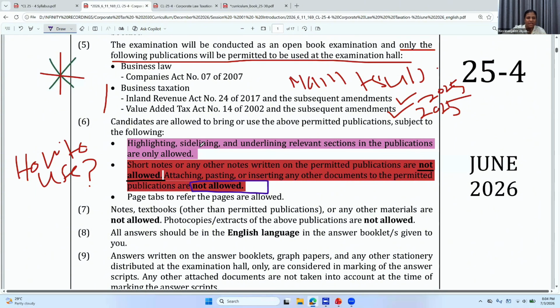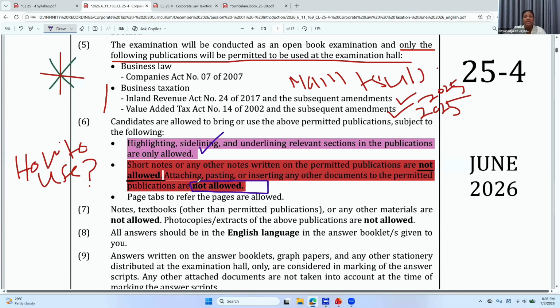You can have the underlining, and you can have a sticky note. But on that sticky note, you cannot write things and you cannot paste it. Don't do that. Don't paste anything inside the book, which is written in your own handwriting.